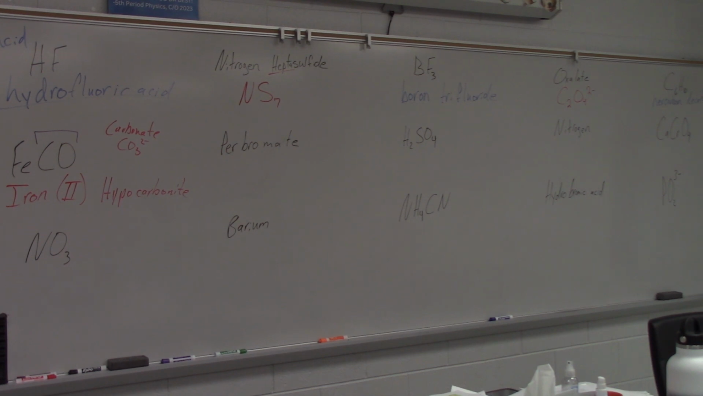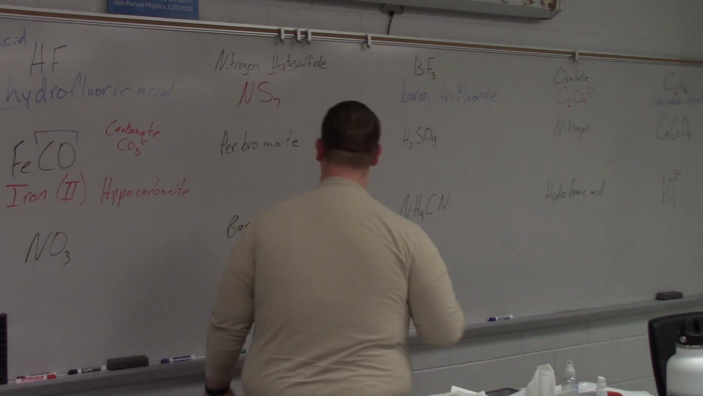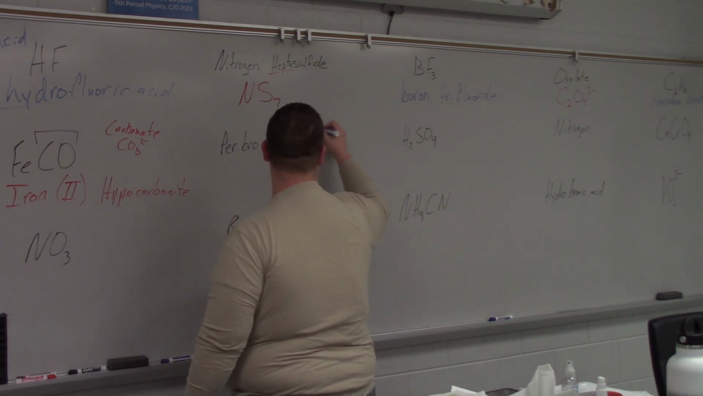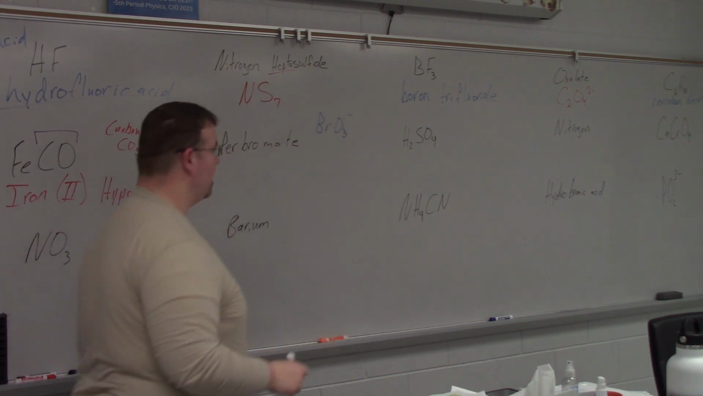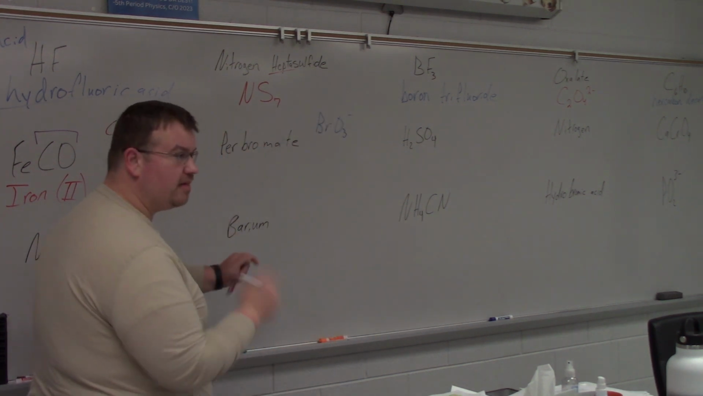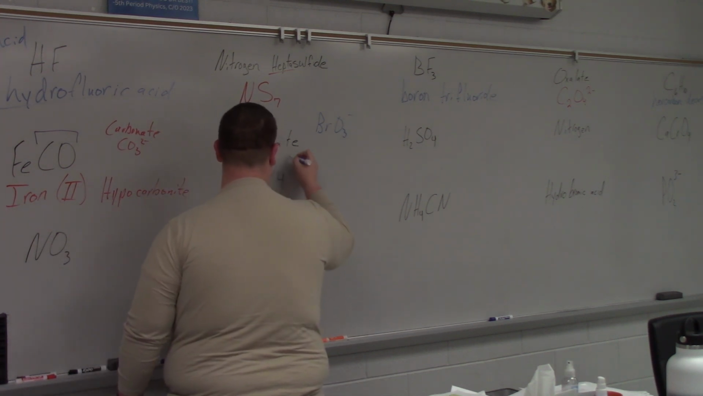I did not like that one. Perbromate. Perbromate comes from bromate, which is BrO3 minus. That's bromate. Perbromate means I add an oxygen, so BrO4 minus.